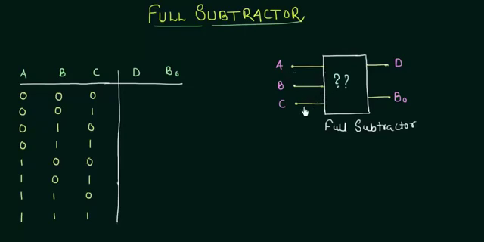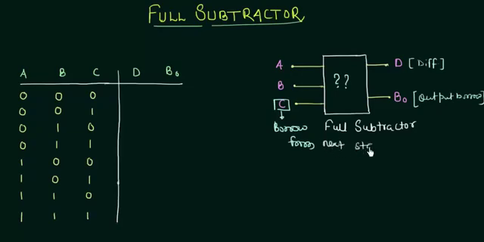Now there are three inputs to this full subtractor that you can see, A, B and C, and two outputs, D and BO, where D is your difference, and BO is your output borrow. Now in these three inputs, A is the number from which you want to subtract the number B, and C is the borrow from the next stage.